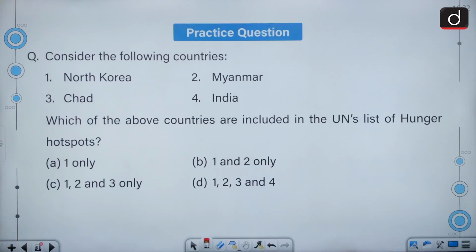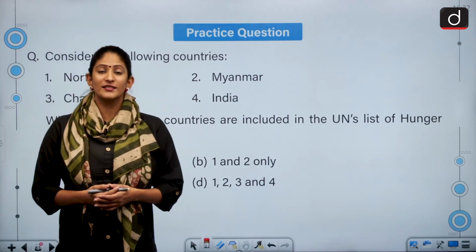Moving on to the practice question. Consider the following countries: North Korea, Myanmar, Chad, India. Which of the above countries are included in the UN's list of hunger hotspots? I hope you can answer it correctly in the comment section.